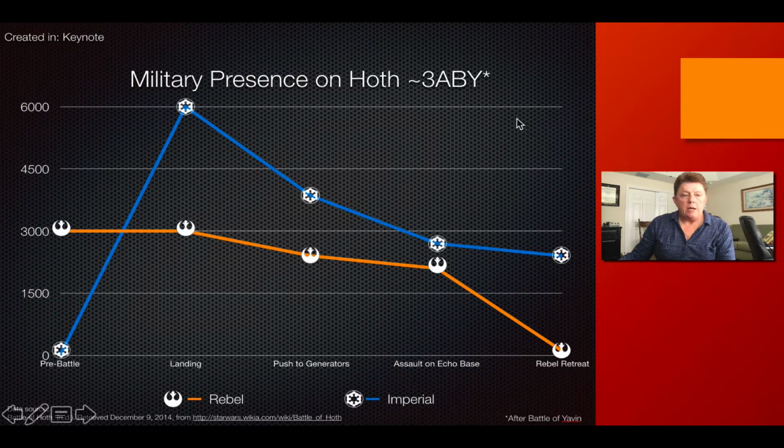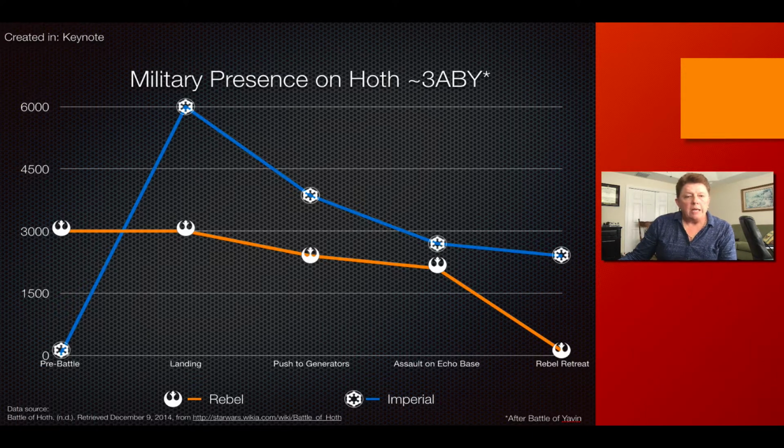This, created in Keynote, is the military presence on Hoth. And what you're seeing here is a line graph. If you look real close, the blue is the Imperial forces, the orange is the Rebel forces. And you still have the icons that represent each of the forces carried throughout this whole entire presentation. It has the title clearly visible. You have the X and Y axis. You have the units clearly labeled. The variables across the bottom clearly labeled.